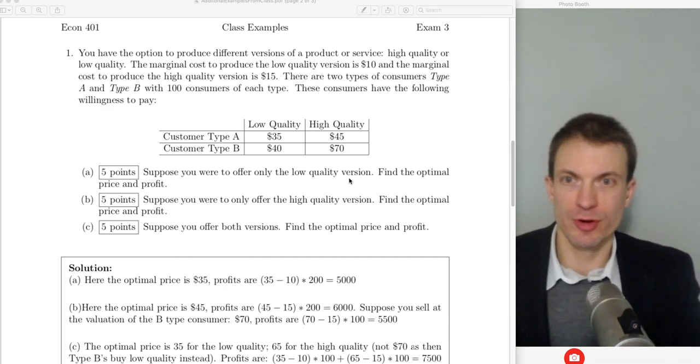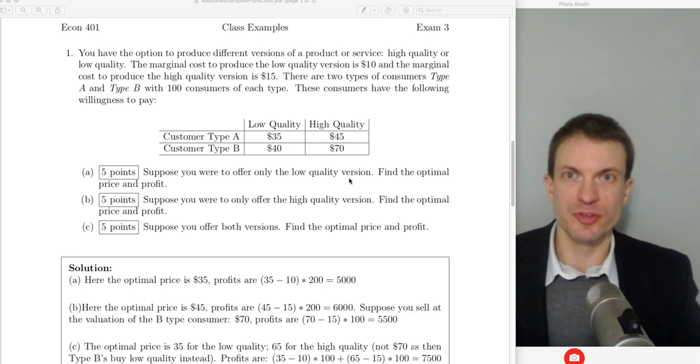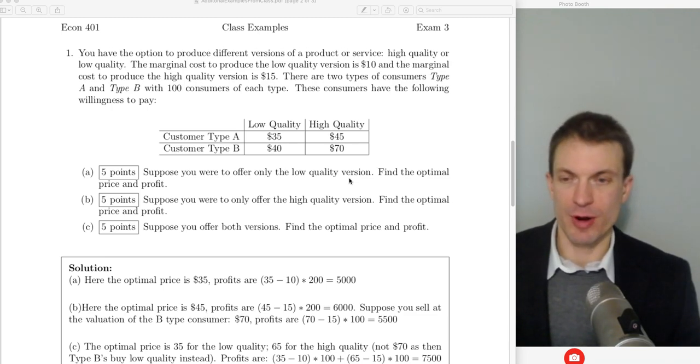In this video, I'm going to do some second degree price discrimination problems and then an Oligopoly Stackelberg type problem. I'm going to start off with a second degree price discrimination problem. With second degree price discrimination, we have a couple of consumers and we have a product that can be sold in a couple different varieties. And the idea is that each consumer buys at most one version of the product.